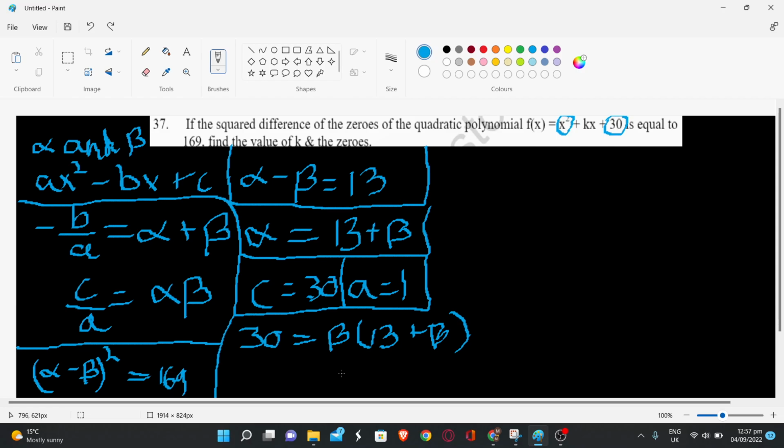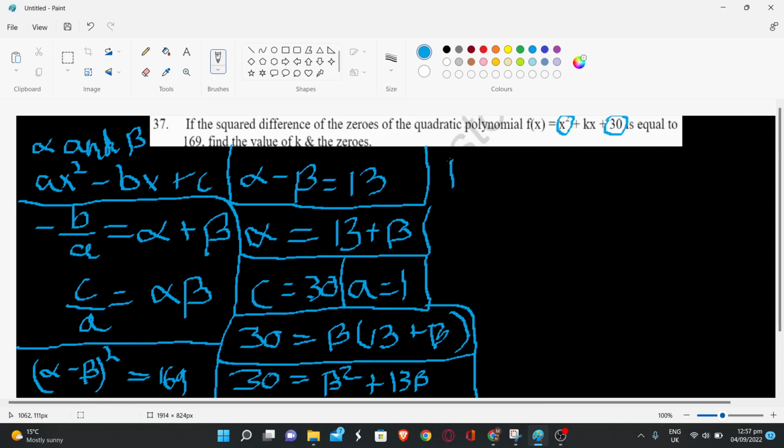As I was saying, we have beta times 13 plus beta. So now we get 30 is equivalent to beta squared plus 13 beta. Okay class, I'll make this into a box of equation as well. What am I going to do with this? I'm going to make a quadratic polynomial out of this. Is that fine class? I'm going to subtract 30 on both sides, so I get 0 on one side, so I can solve this quadratic polynomial.